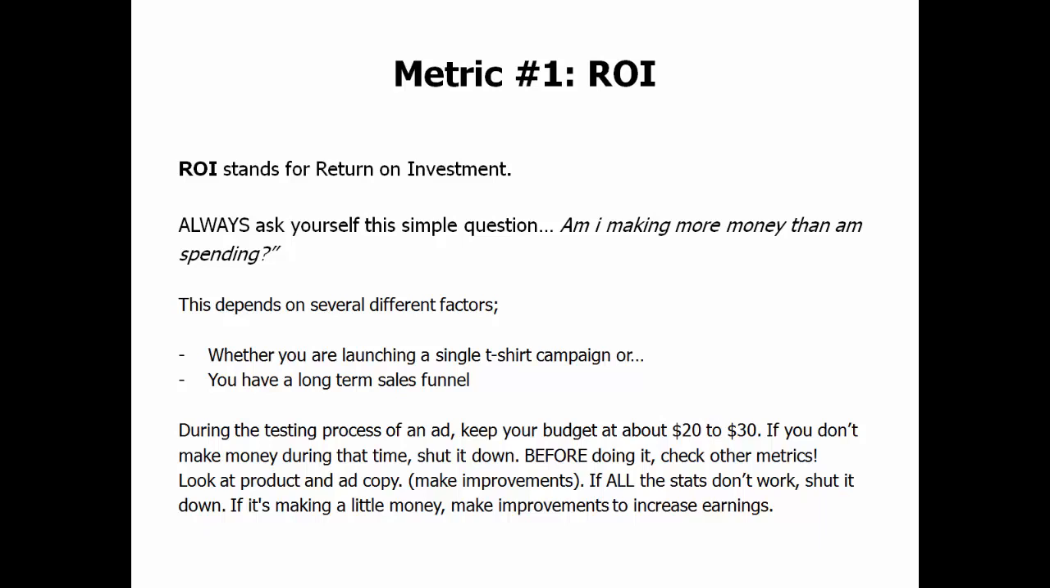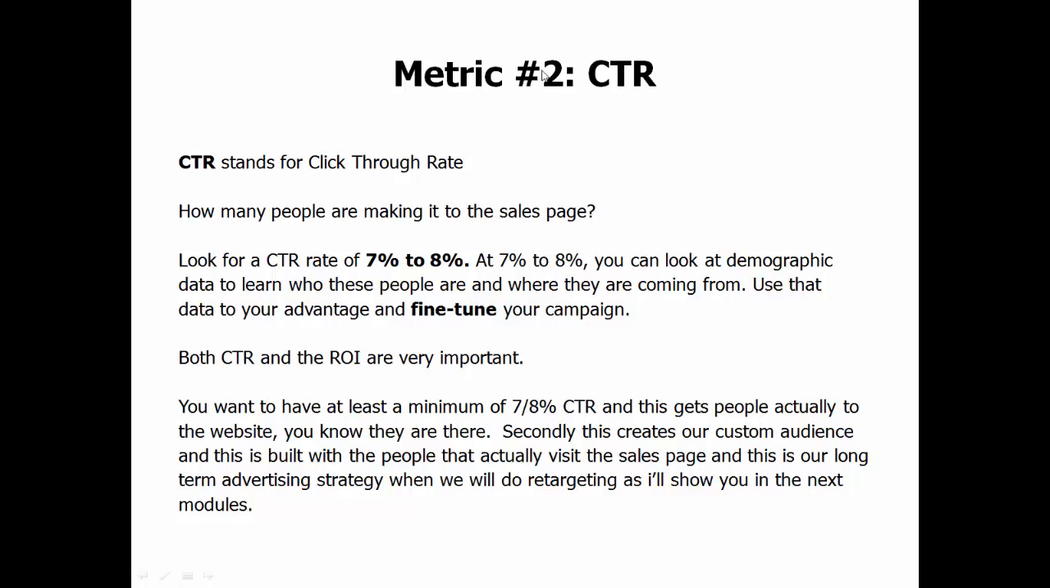The first things that I look at are the product itself and the ad copy that I'm using. Maybe it just needs to be changed and you can have different results after. If it's losing money and not all the stats are working out, I'm probably going to shut it down. But if it's making a little money, say it's up on your ROI or breaking even, I'll probably try making improvements to increase earnings. Just look at the other metrics. So the next metric I look at is the CTR, which stands for click-through rate.